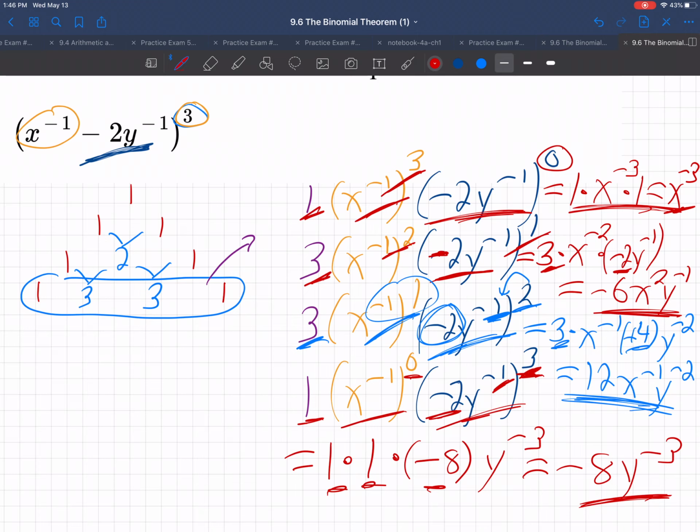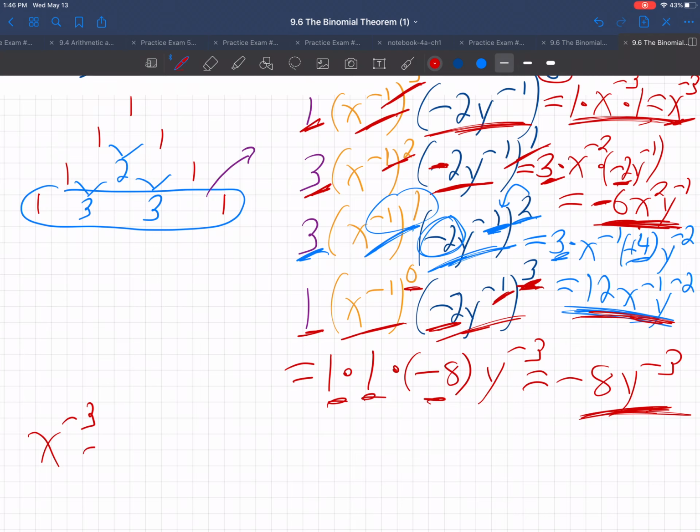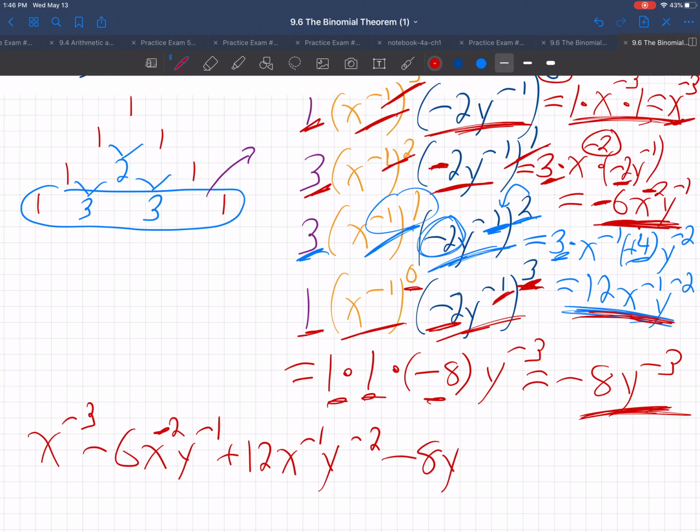So the first term is x to the minus 3, followed by minus 6. It's a negative right there. Minus 6, x squared y to the minus 1, plus 12, x to the minus 1, y to the minus 2, minus 8, y to the minus 3. In fact, we can just write them out right here. Let's just do it. X to the minus 3, minus 6, x squared y to the minus 1. Oh, that should have been x to the minus 2 there, huh? Minus 2 from right there. And plus 12, x to the minus 1, y to the minus 2, minus 8, y to the minus 3. There we go. We use the binomial theorem to expand that.